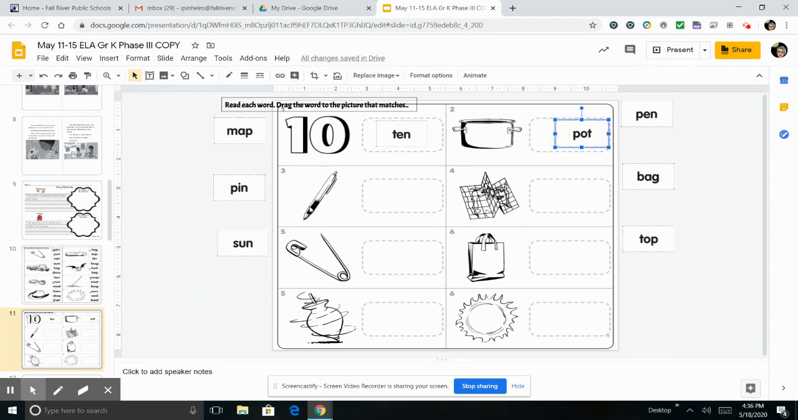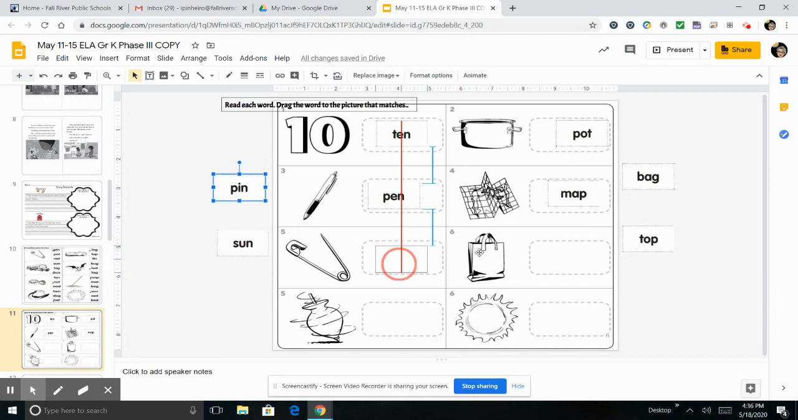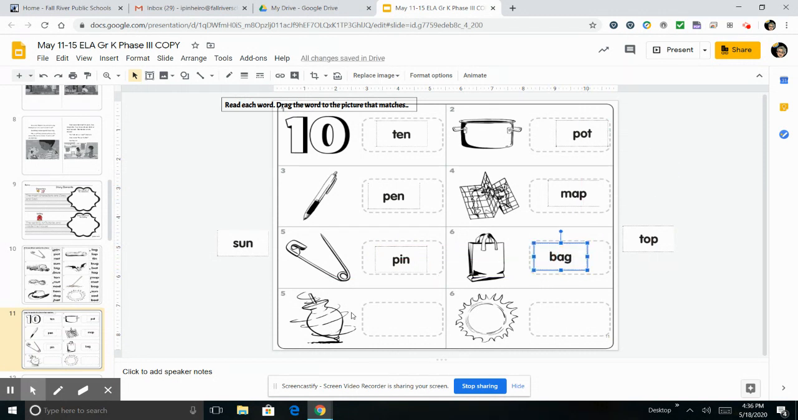Pen. P-E-N, pen. Map. M-A-P, map. Pin, pin. Bag, bag. Top, top. And sun, sun.